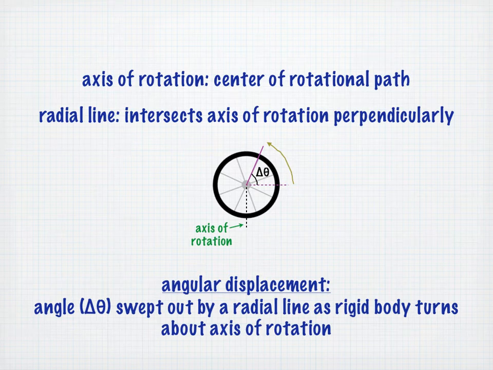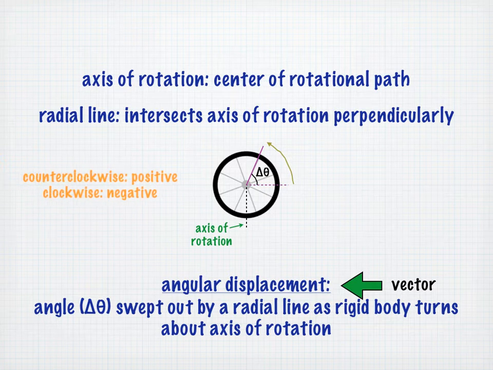Angular displacement can be considered to be a vector quantity since direction matters. We don't typically draw it with vector arrows, however, and we let positive and negative signs denote direction. The angular displacement is considered to be positive if motion is in the counterclockwise direction, and negative if it's in the clockwise direction.